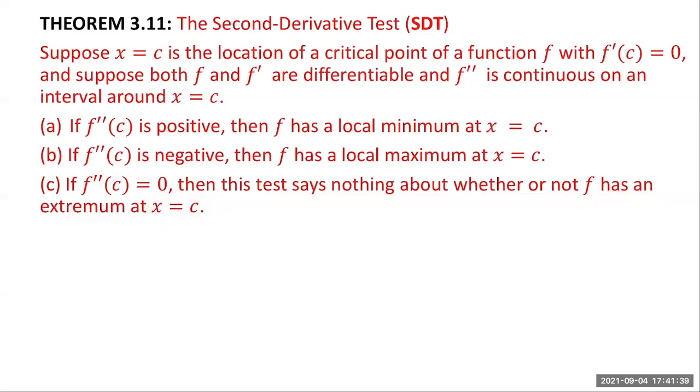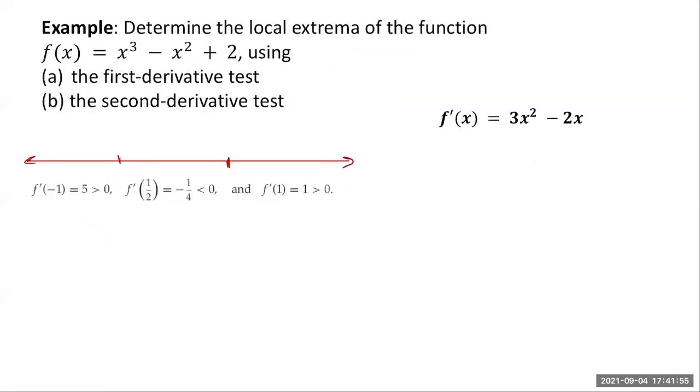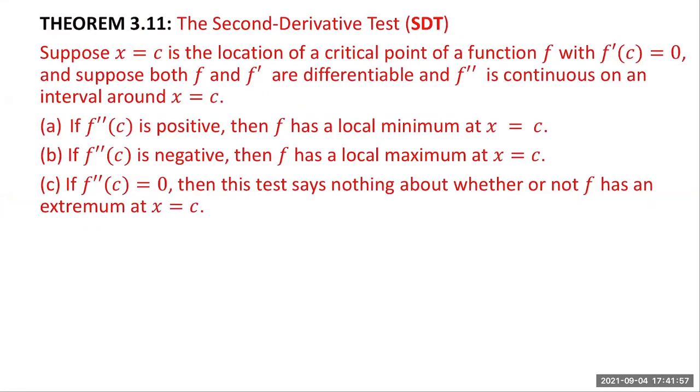What the third part tells you is that if f double prime of c is 0, you cannot say whether you are going to have a local maximum or local minimum. Anything could happen. All right, let's move on. This is the second derivative test. Let's look at some applications of the second derivative test.